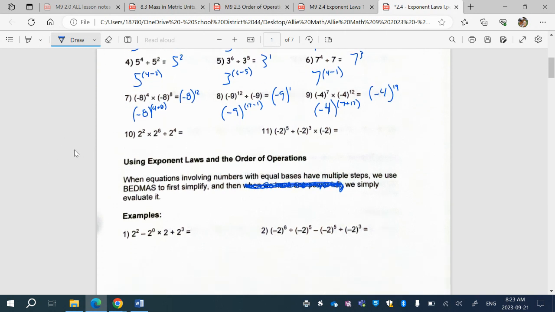We can do it when there's multiple steps as well. So we have 2 to the power of 2 times 2 to the power of 6. We're going to add those. We get 2 to the power of 8 divided by 2 to the power of 4. 2 to the power of 8 divided by 2 to the power of 4 means we're going to minus our exponents, and we're left with 2 to the power of 4.